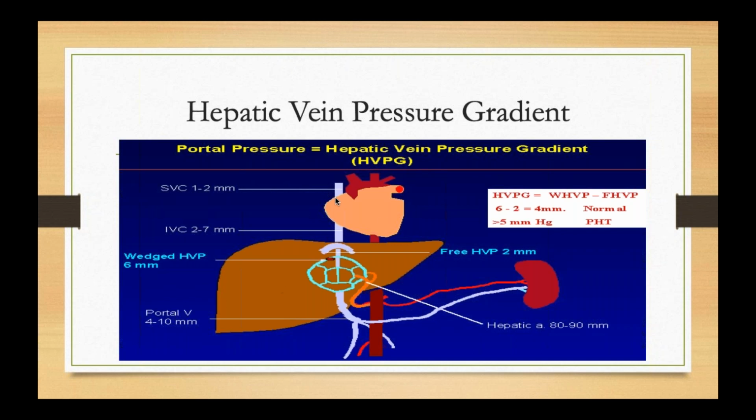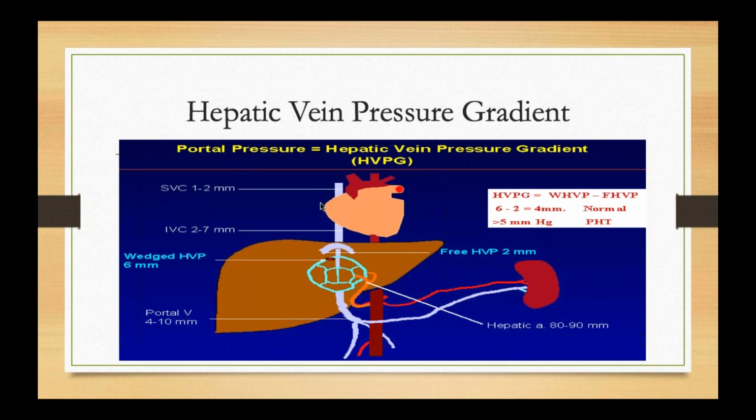So you calculate the HVPG, hepatic vein pressure gradient. It is calculated from portal pressure minus hepatic vein pressure. What we do basically during HVPG, we use the hepatic veins. From the hepatic vein, we puncture and put the catheter in the portal sinusoids. There we block and calculate the portal pressure and the hepatic vein pressure.